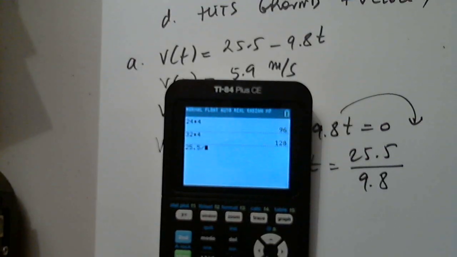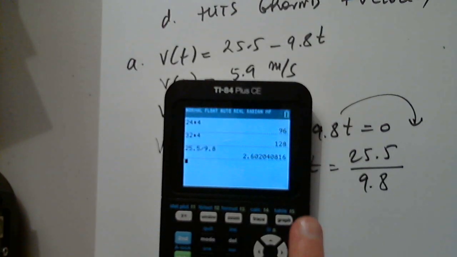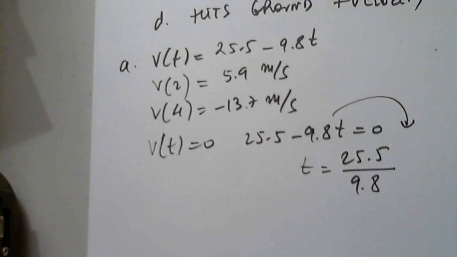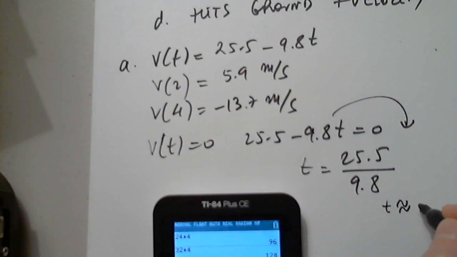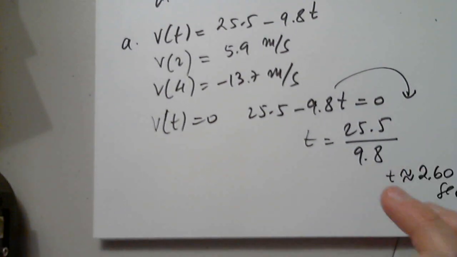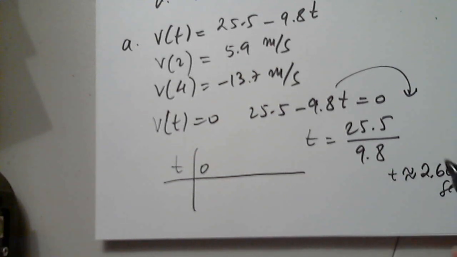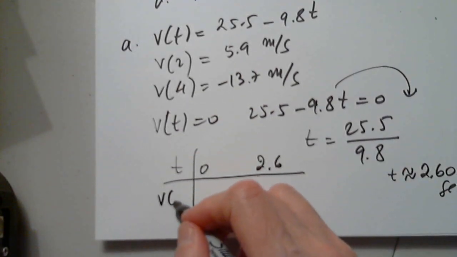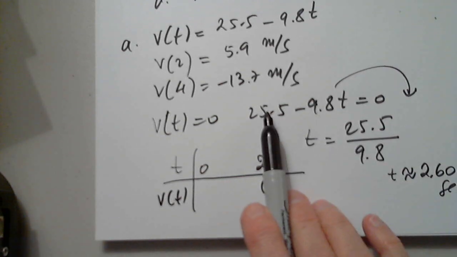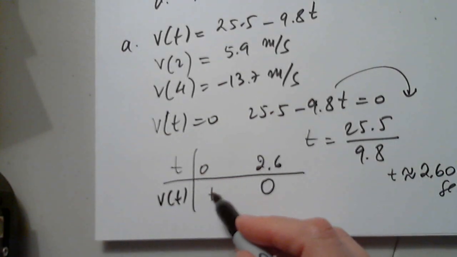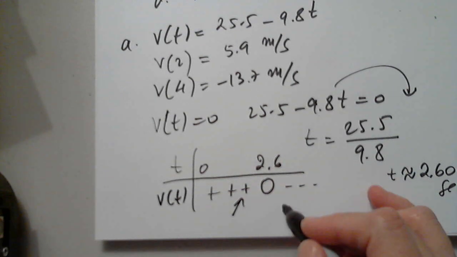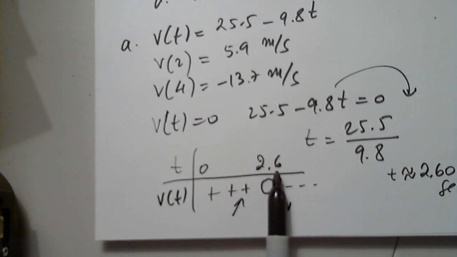So 25.5 divided by 9.8. I got 2.6 approximately. They said 2 decimal digits. 2.60, and this is in seconds. Okay, I need to show that this is the maximum. So I have t, 0 and 2.6, and v of t, and this is 0. V of t at 0 is positive and after 2.6 is negative. So indeed, this will give us the maximum.